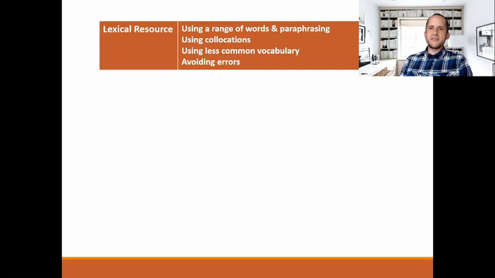Now, within the test, it's very difficult to adapt your lexical resource. Obviously, you either have it or you don't. The examiner will ask you on a range of topics for you to be able to demonstrate a range of words and paraphrasing. He's also looking out for things like collocations and less common vocabulary. But the key thing here is to make yourself understood. Don't use a word you're not really sure of because it might come across confusing. And if something does come across as confusing, obviously communication breaks down. So obviously we want to avoid errors.